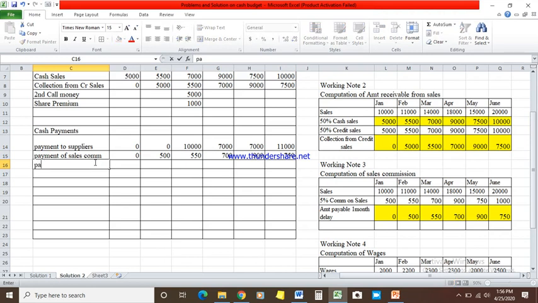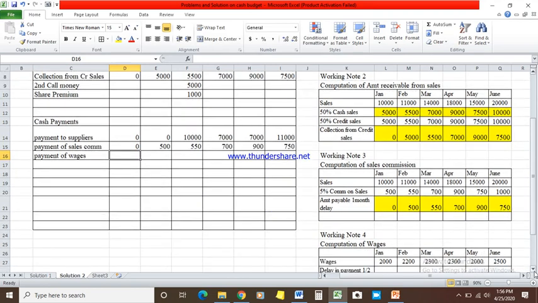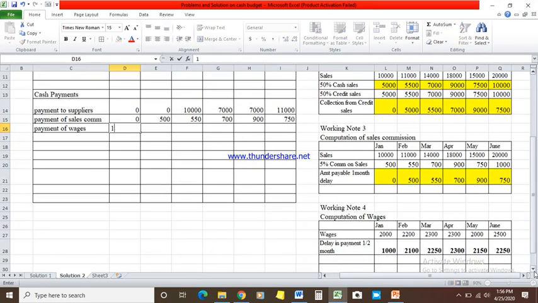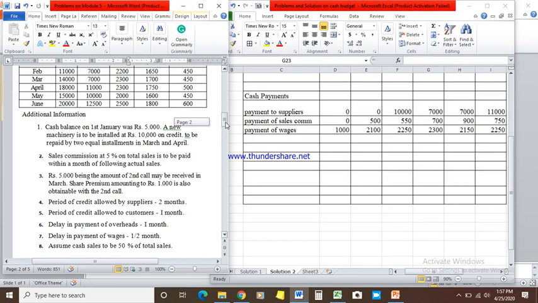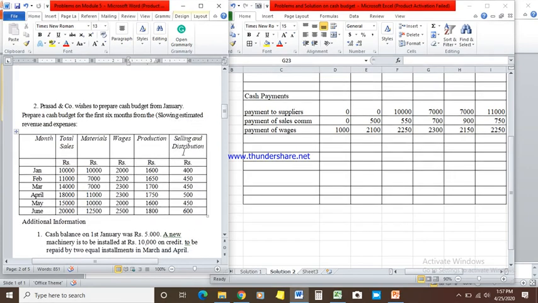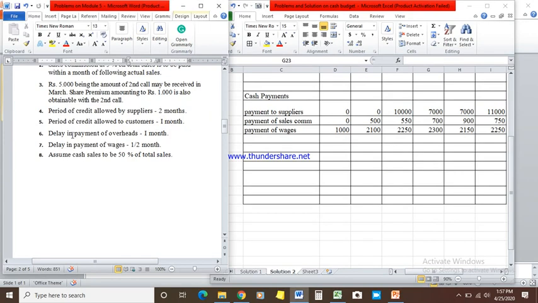Next, wages. Payment of wages. So January 1,000, 2,100, 2,250, 2,300, 2,150, 2,250. Now what are the working notes calculations we have made? We have taken care of all those things. Now we have another few more items, that is overheads. So production and selling and distribution overheads, and the delay in payment of overhead is 1 month.